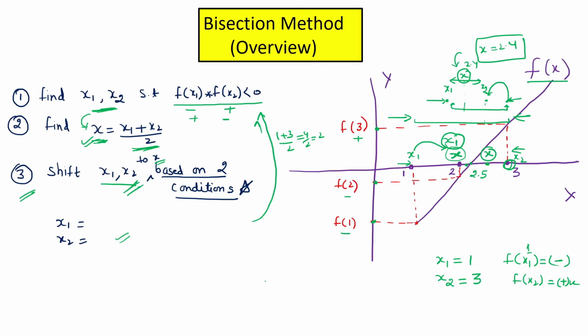So I hope you have understood the overview of this method. This method is again and again finding the new x1 and x2 and finding the new x, and again moving x1 and x2 to this new x, and my boundary is getting shifted again and again and getting smaller and smaller, and I am finding the value of x between that boundary. And if I stop at some point, I will say that final x is my root of that equation.